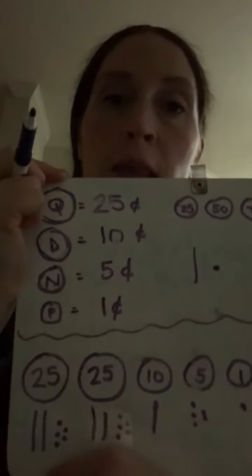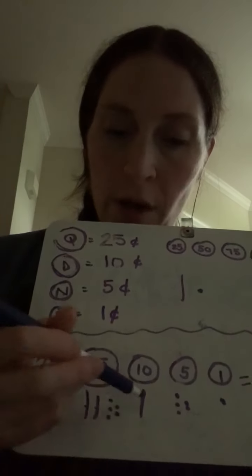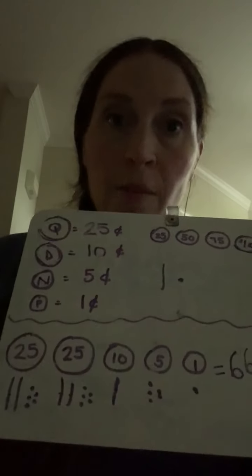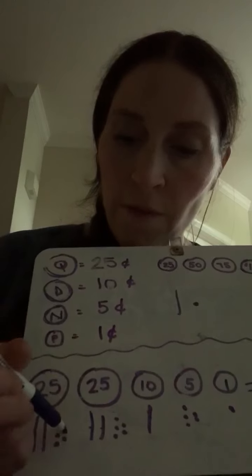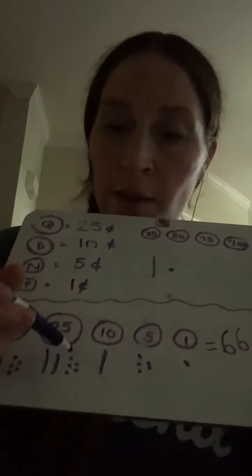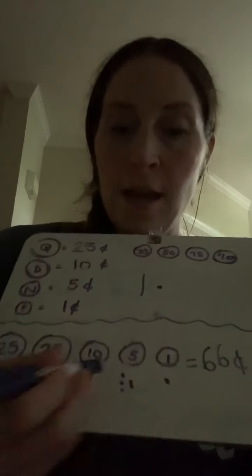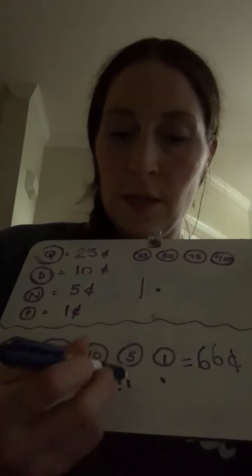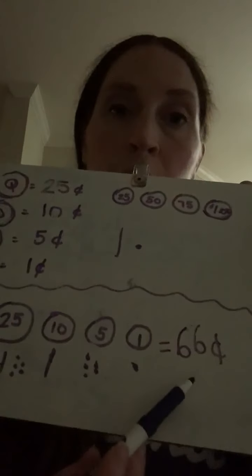So then when we add that up, we do all our 10s first. So we're going to do 10, 20, 30, 40, 50. And then go back and count our ones, 51, 52, 53, 54, 55, 56, 57, 58, 59, 60, 61, 62, 63, 64, 65, 66. So again, we get 66 cents.